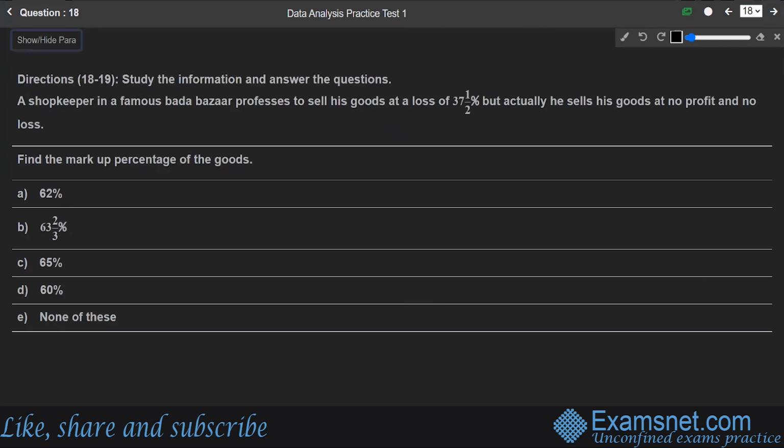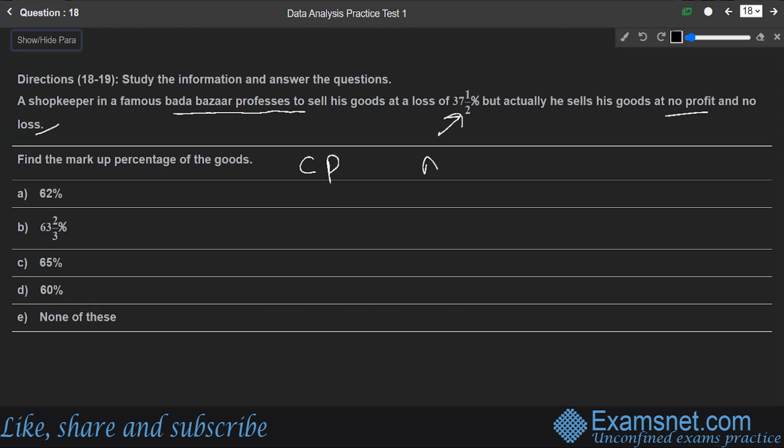Now, there's a question. A shopkeeper in a famous Bada Bazaar professes to sell his goods at 37.5% loss, but actually he sells his goods at no profit and no loss. Okay, so obviously he would have done some markup because he is declaring that he is selling at a loss, but he is not gaining anything and not losing anything. So clearly he is selling the goods at cost price only.